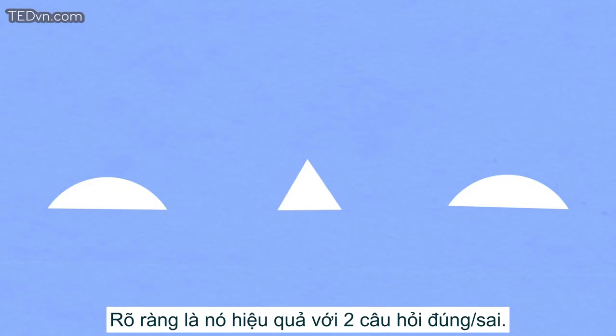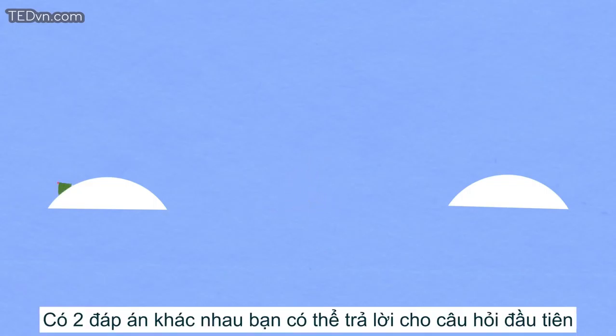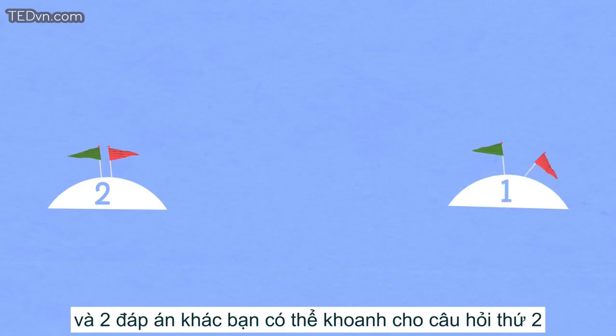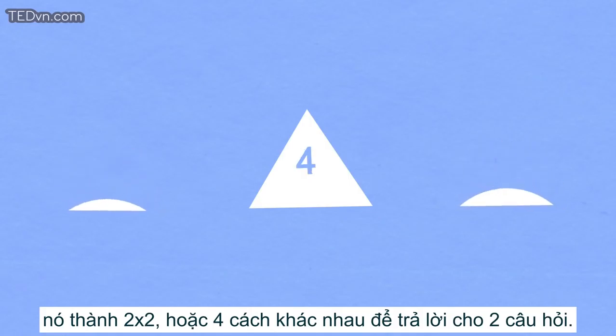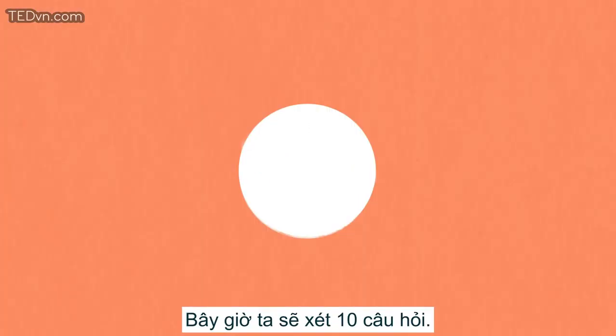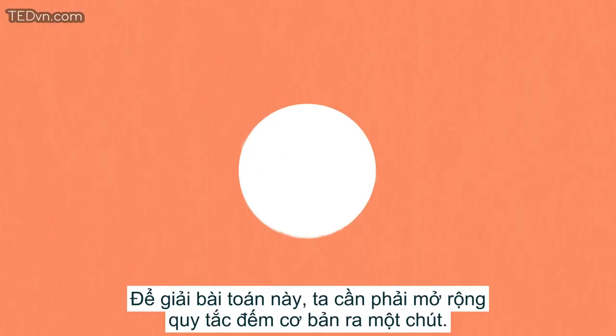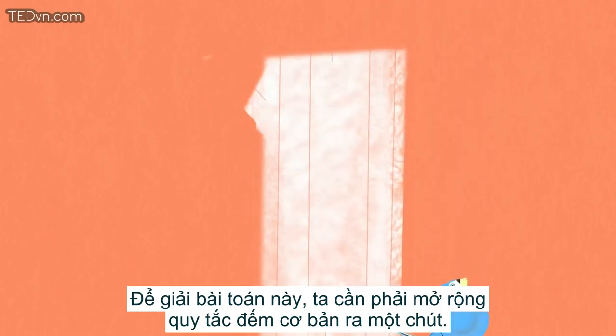Clearly, this works for a 2-question true-false quiz. There are 2 different answers you could write for the first question and 2 different answers you could write for the second question. That makes 2 times 2, or 4 different ways to write the answers for a 2-question quiz. Now let's consider the 10-question quiz. To do this, we just need to extend the fundamental counting principle a bit.